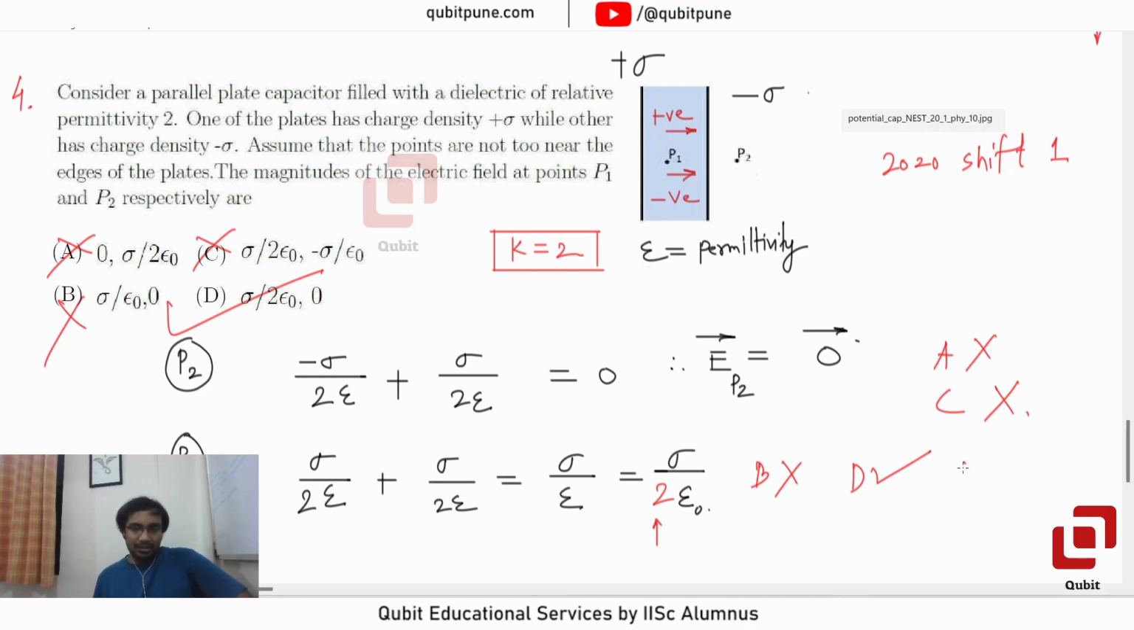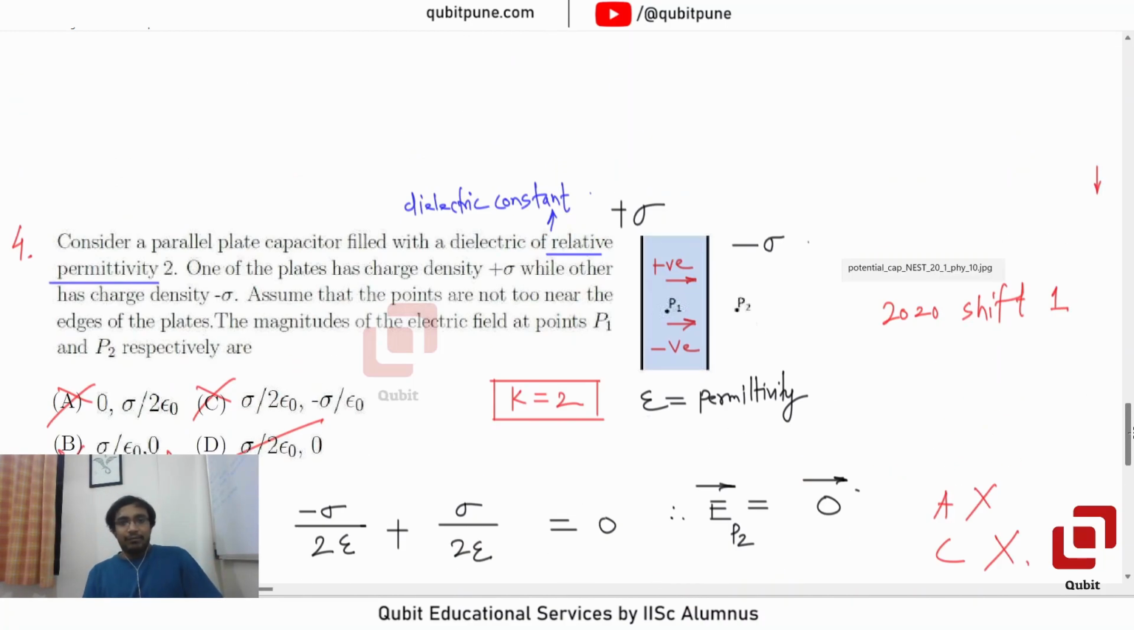Let's check it again. Sigma by epsilon naught is the actual formula. Sigma by 2 epsilon, yeah, correct. Relative permittivity is the dielectric constant. Okay, fourth MCQ done.